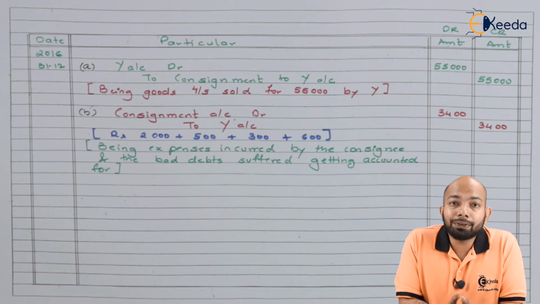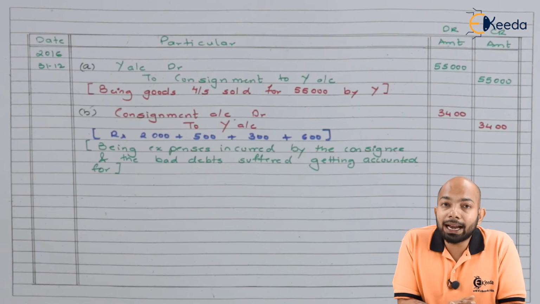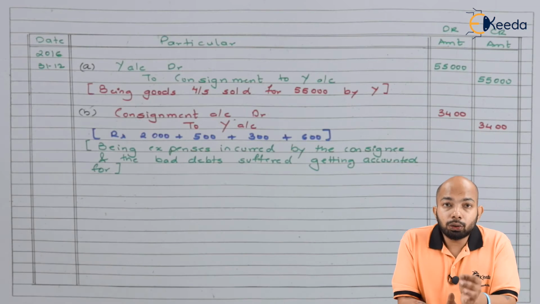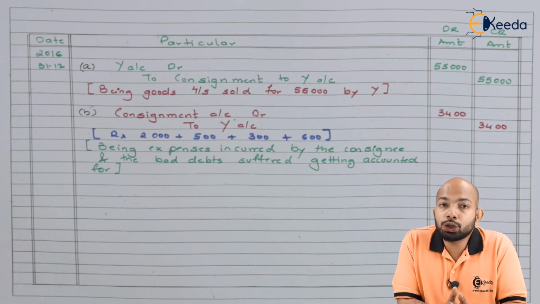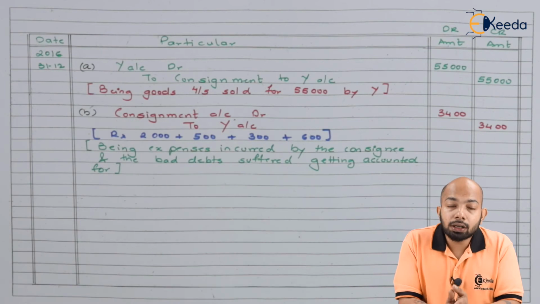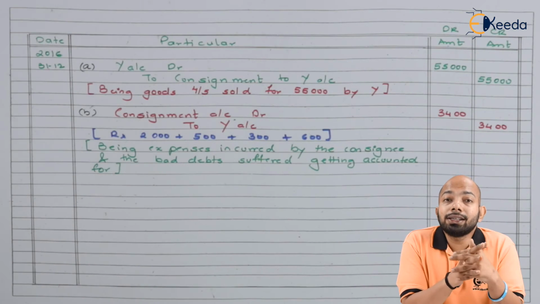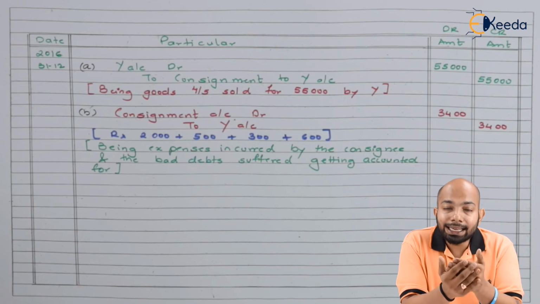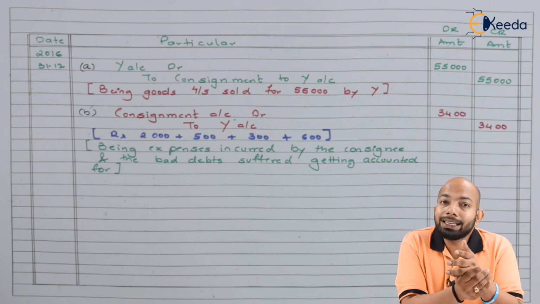Now the next transaction that we have to record here is the expenses borne by the consignee and the bad debts that occurred during that time. If you remember, 2,000 is the kind of expense that was paid by the consignee, 500 for godown rent, 300 for insurance, and the 2,000 amount was for cartage, along with 600 as bad debts. If you total this up, the total amount is 3,400. Now as this is an expense, hence consignment account will be debited and his personal account will be credited here.